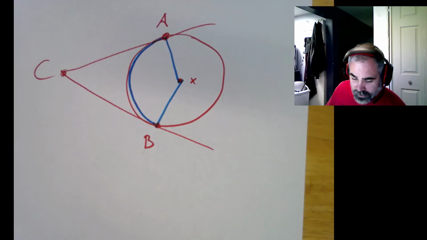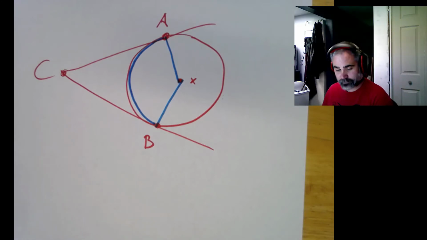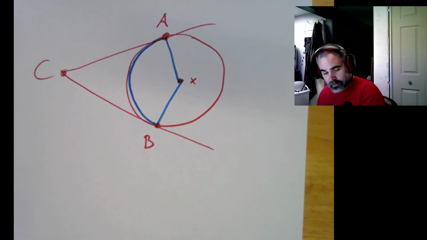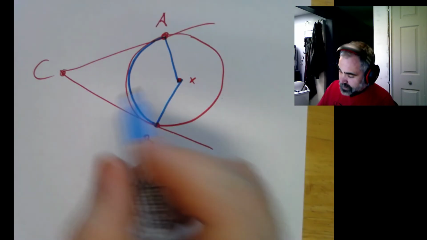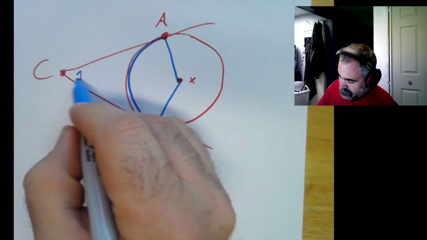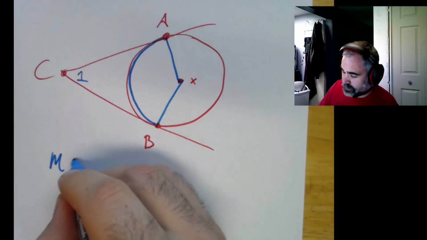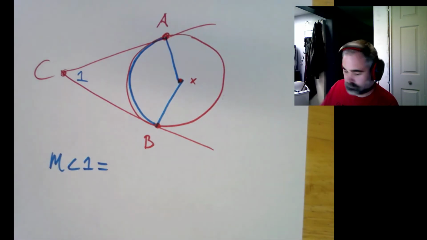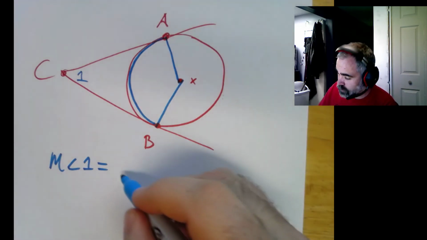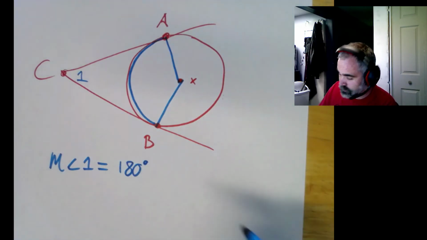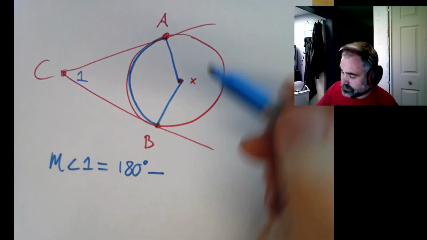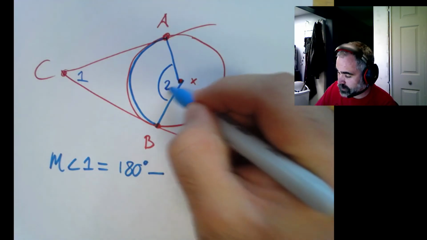So if I want to deal with this, here is how it works. The measure of this angle here, we can call it angle 1 for simplicity's sake. So the measure of angle 1 is going to be equal to 180 minus this central angle here that we'll call angle 2.